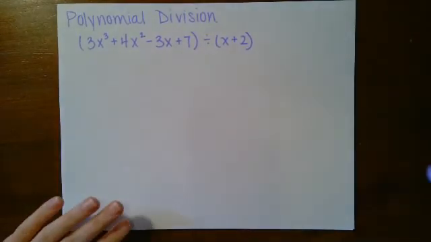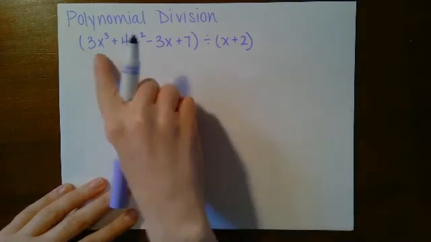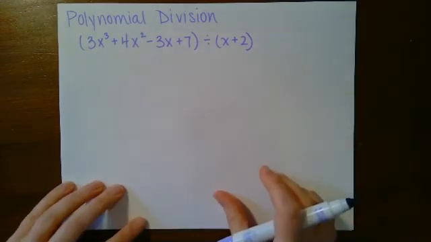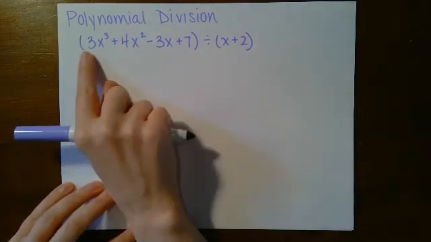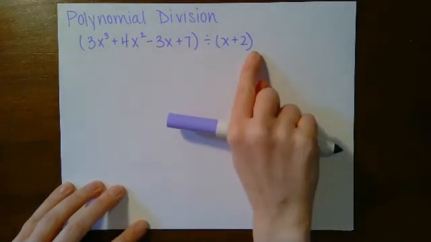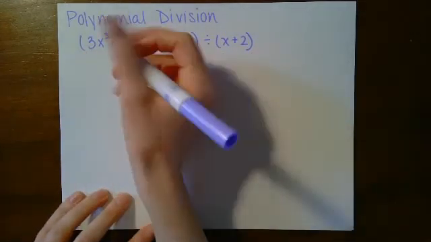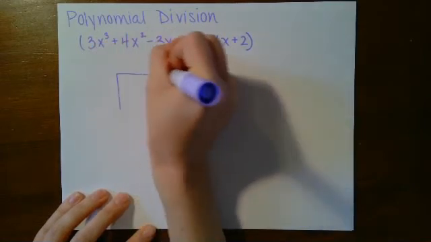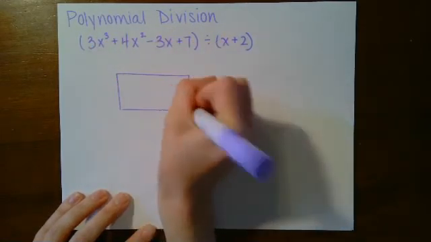So here is the polynomial that we're going to divide. We're going to divide using the area model, as we've studied before. Since this is a cubic polynomial divided by a linear polynomial, we know that the answer is going to be quadratic, and our box is going to be 2 rows and 3 columns.